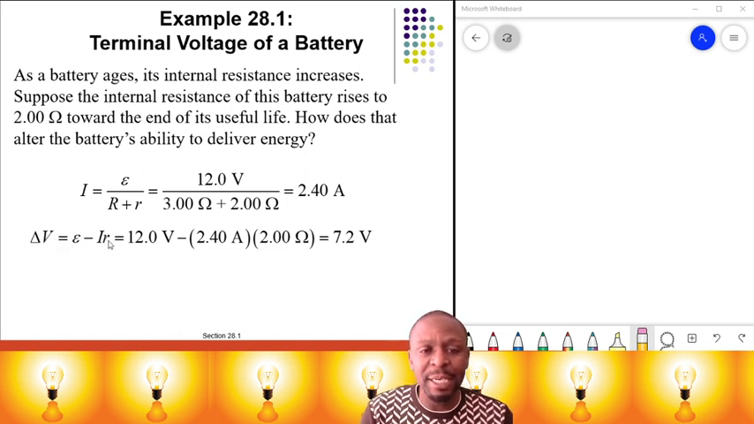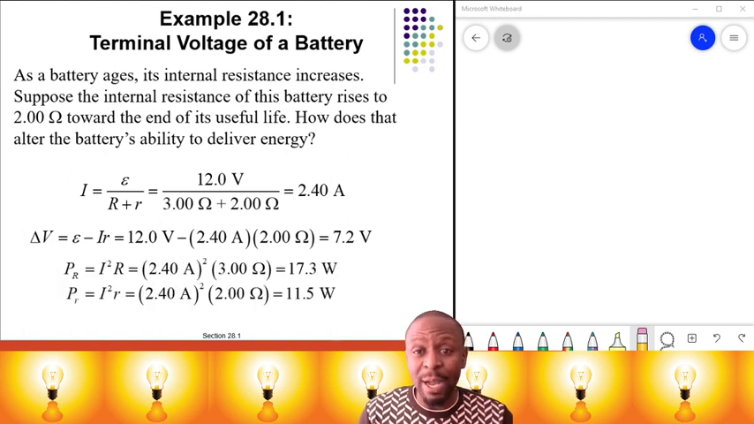But now the internal resistance has changed. Therefore, the change in V will just be given by 7.2 volts. Now, the power delivered to the load is just going to be given by 17.3 watts, but the power delivered to the internal resistor will therefore be 11.5 watts. Now the total power will just be the algebraic sum of the two.